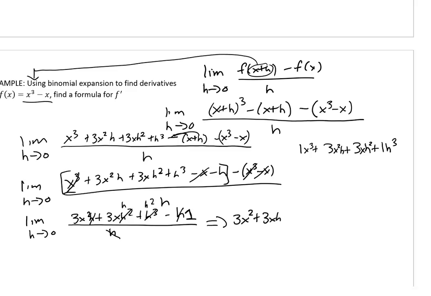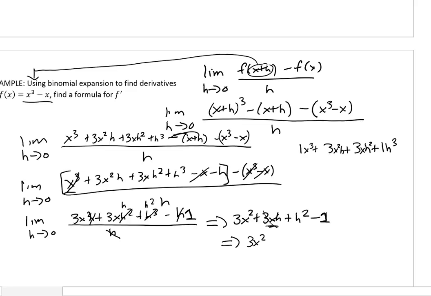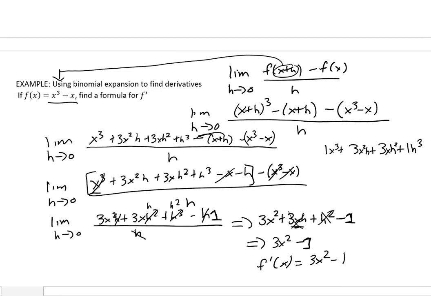And now the h is gone, so now I can plug in 0 for h, which would mean this one would be left, that one would disappear. If I plug in 0 for h, that's going to go. So f prime of x would be 3x squared minus 1. Now we can use that to find the slope, find a rate of change. Anything that we need to do, we can do right here now that we have a formula for our derivative.